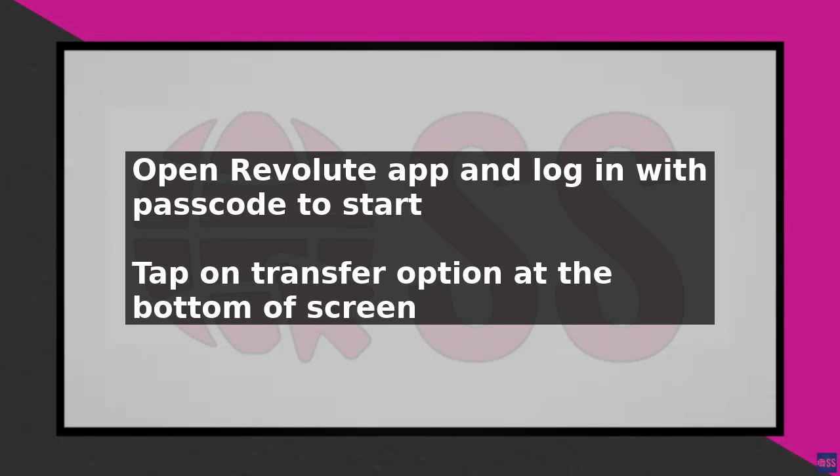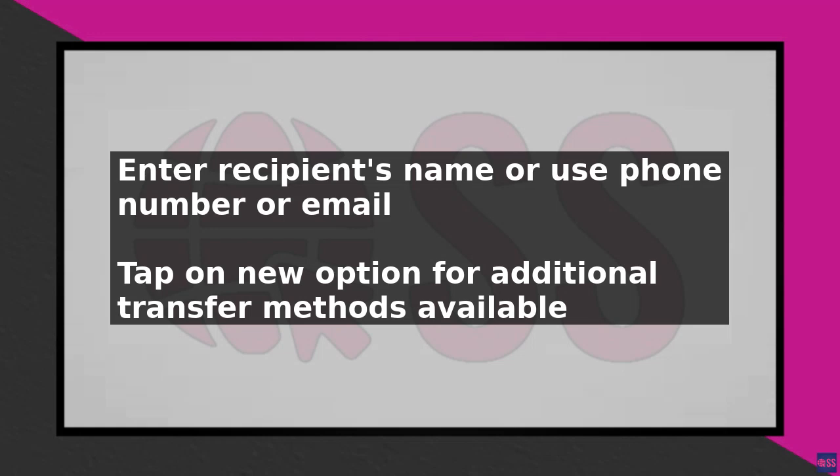To send money to someone on Revolut, start by opening the Revolut app on your mobile device and logging in with your passcode. Once you're logged in, you'll see your home page, where you'll need to tap on the transfer option at the bottom of the screen. This will take you to a page with various options for sending money.